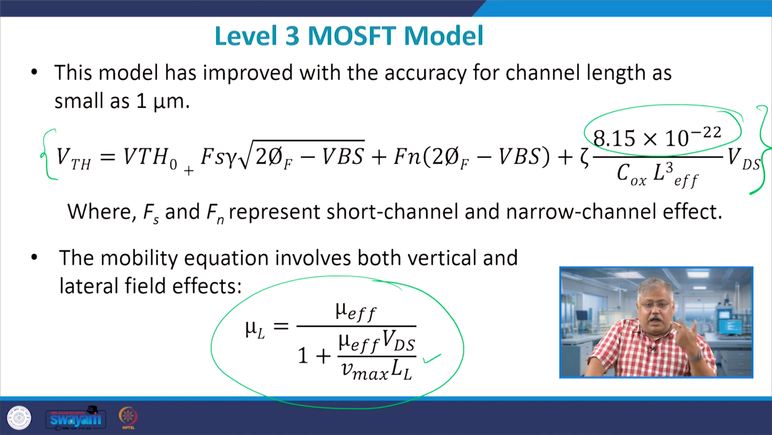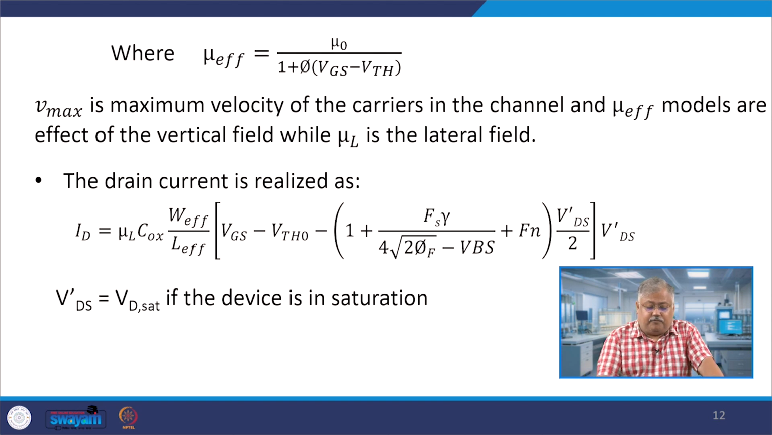So, it is basically a 2-dimensional dependency of mobility degradation when your channel lengths are very short, approximately 1 micron, and this is the value of mu effective which you see, where mu 0 is the low field mobility and VGS minus VTH is the overdrive voltage.